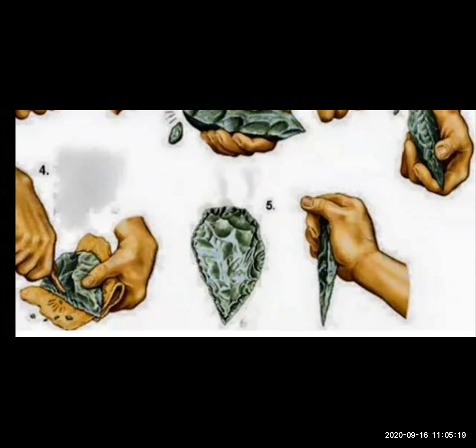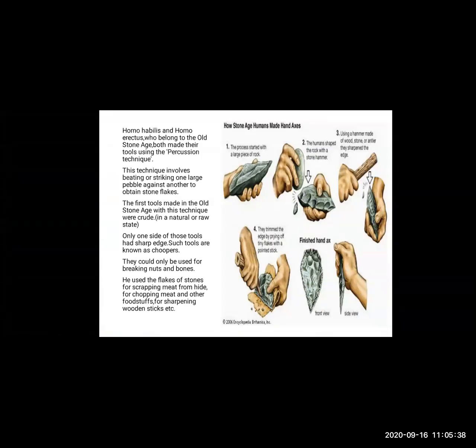Can you see the picture, the fifth picture? Yes, how the edge at the very front is very sharpened. Only one side of that stone has the sharpened point, meaning only one side of that tool has the sharpened point. They could only be used for breaking nuts and bones. Now what happened, they used these types of tools to break only nuts and only bones.